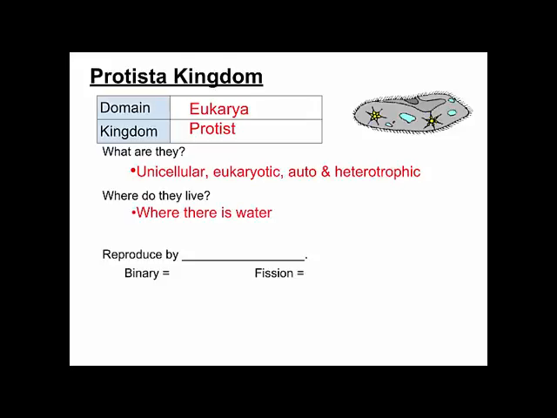And they generally live in the water. But there are also some that live inside of other organisms. And we'll talk about one specific example of that.